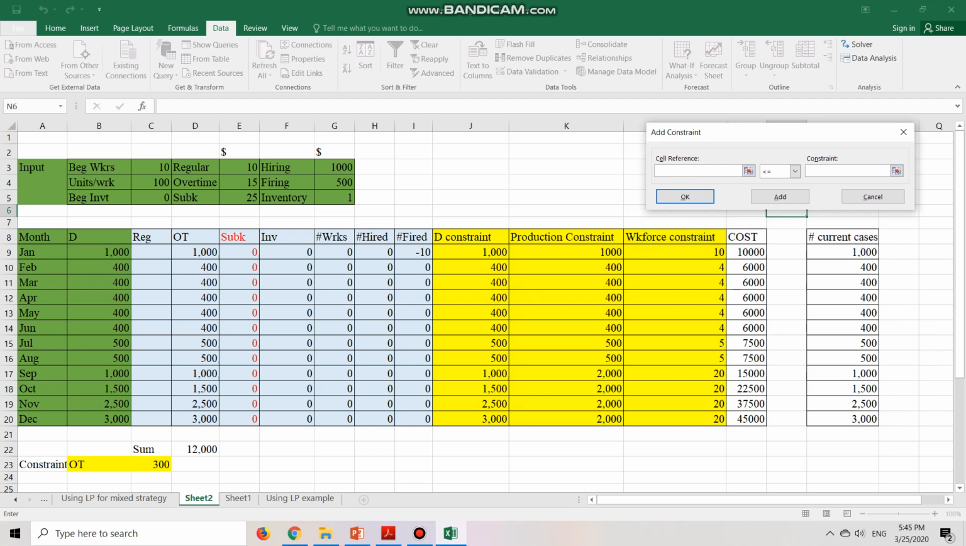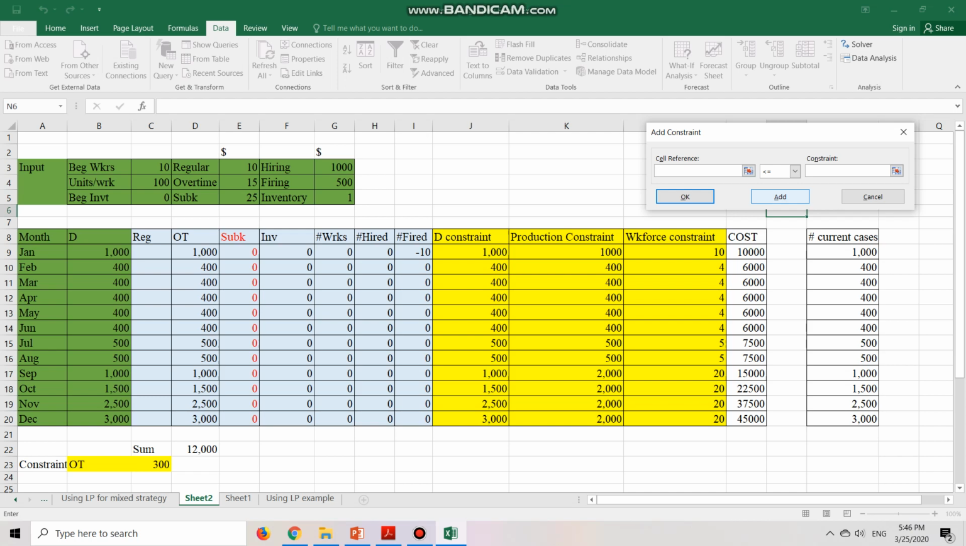So the first constraint is that I want the value here, the decision variable, to be an integer. So it means it's larger than or equal to zero. So the first one I have. The second one is that the overtime has to be less than 300, right? So the sum of overtime is here. The C22 has to be less than or equal to C23. That is the second constraint.